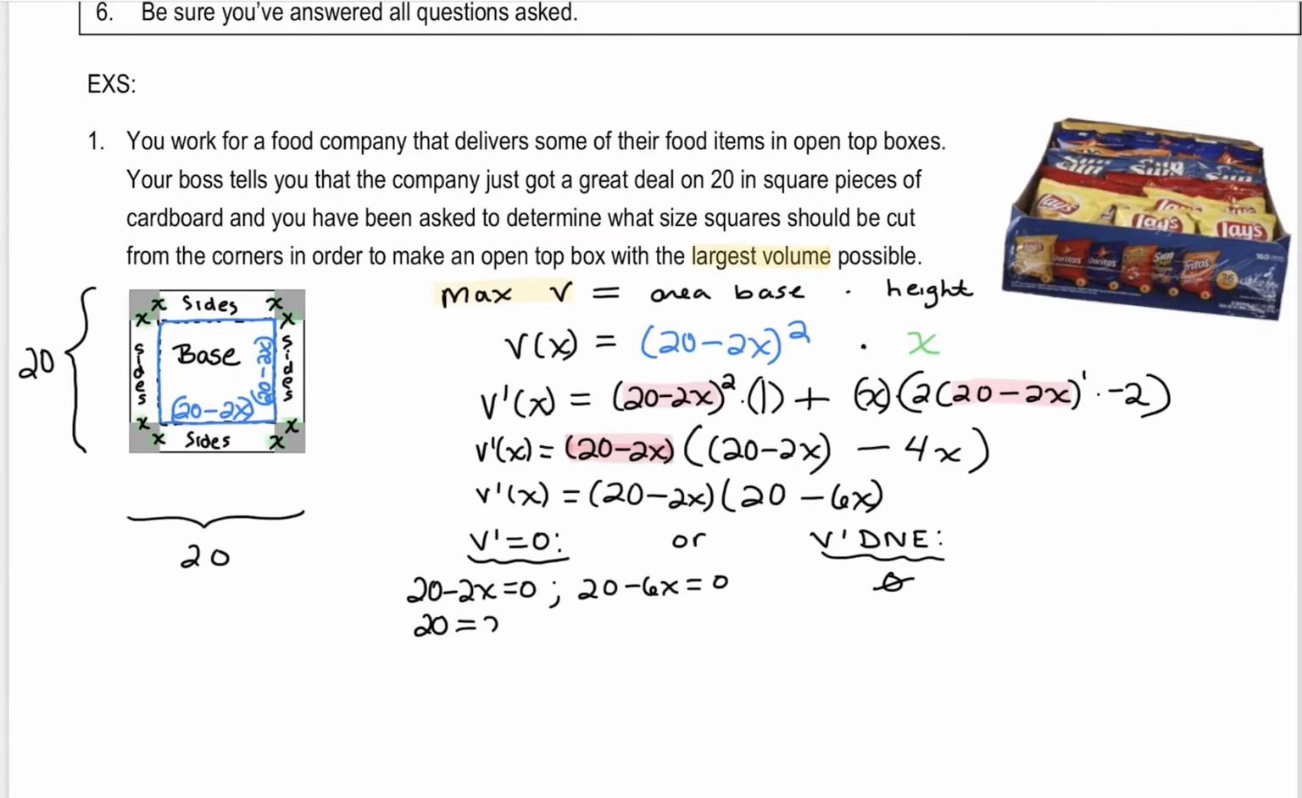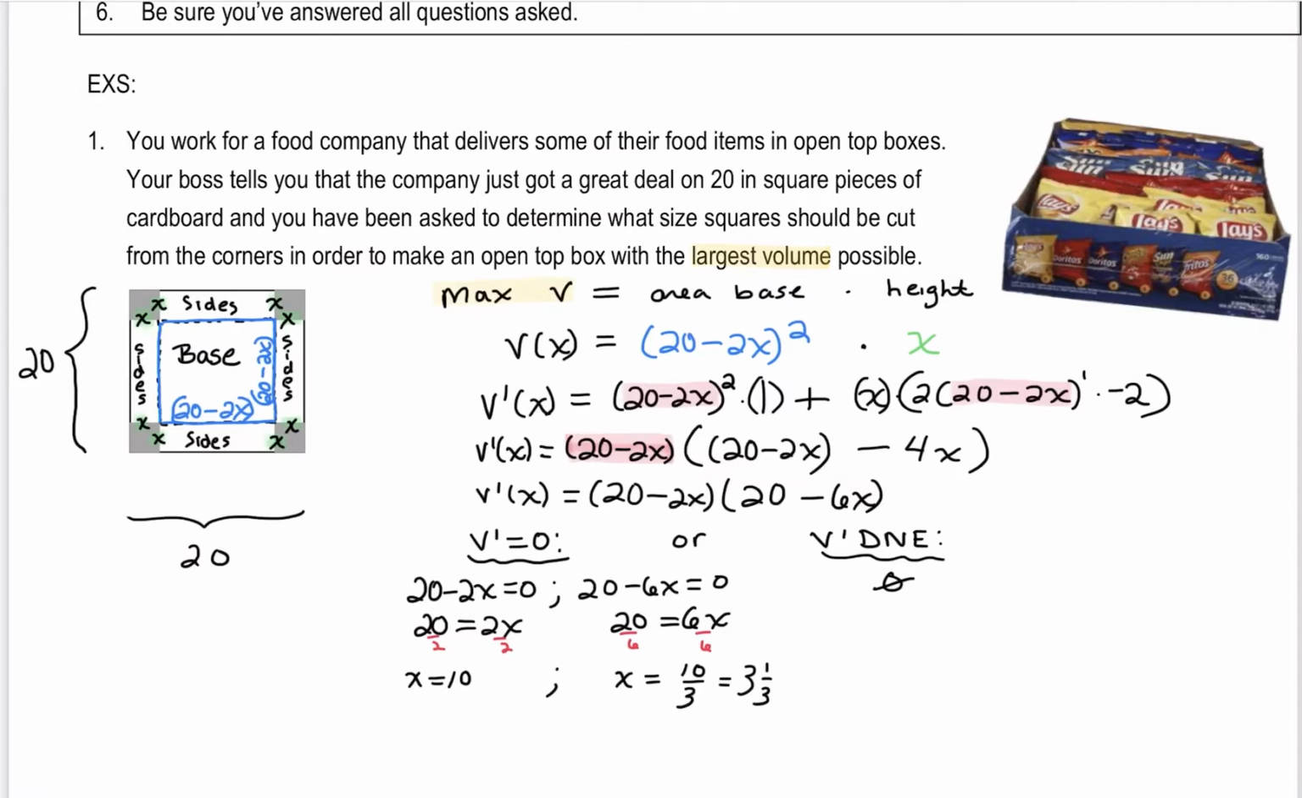So adding the x terms over to the right-hand side, we now have 20 equals 2x and 20 equals 6x. And then, of course, just dividing both sides by the coefficient of the x means dividing by 2 in the first equation. So x is going to equal 10. And then dividing by 6 in the second equation, 20 over 6 would reduce to 10 thirds, or think of it maybe as 3 1/3.